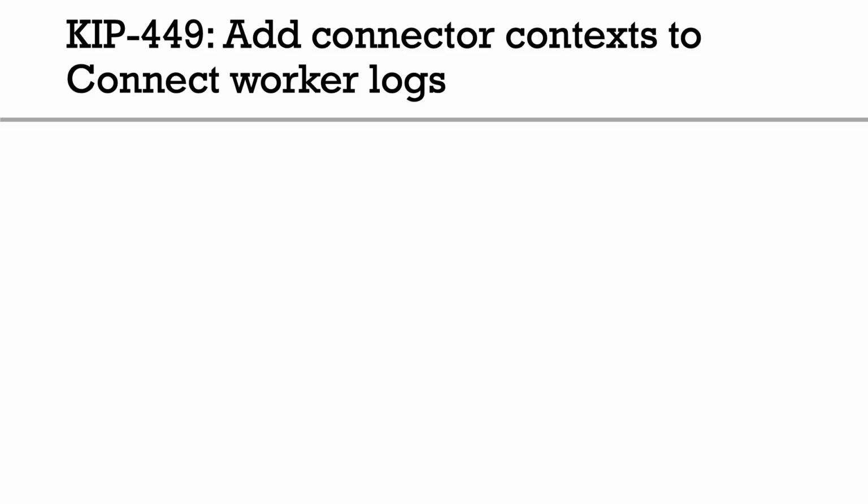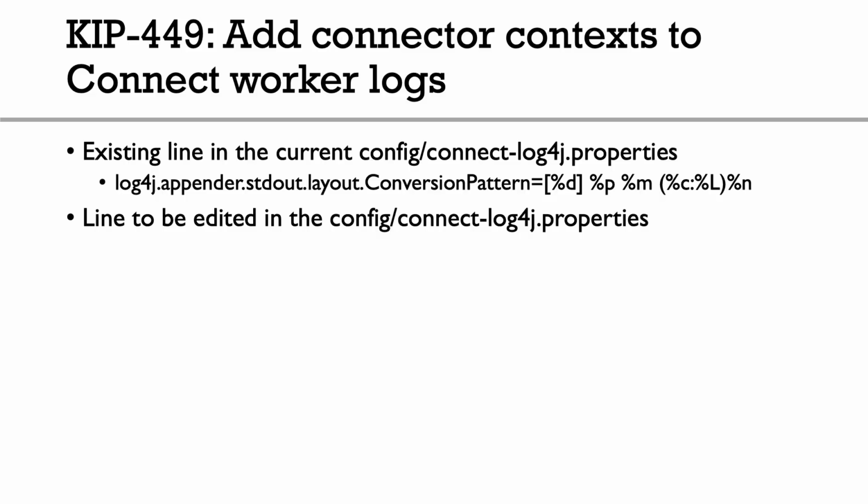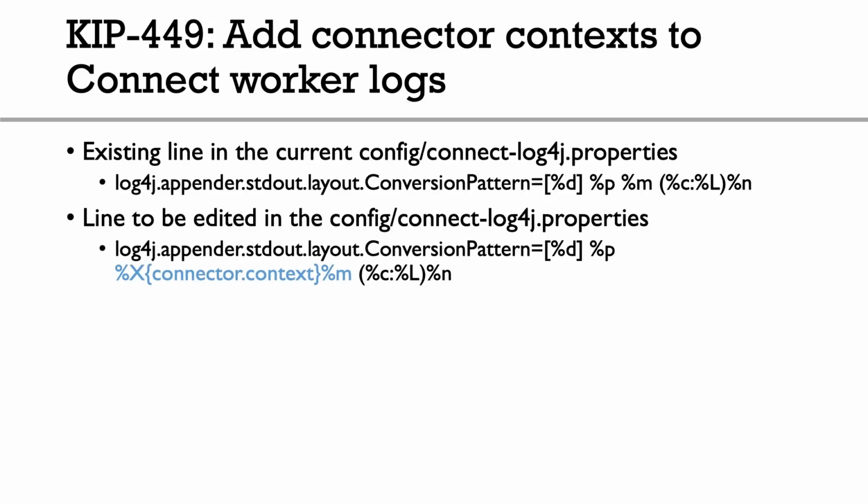Another tremendously helpful change in Kafka Connect is KIP-449, which adds connector context to the Connect worker logs. So if you have a lot of connectors, again, you would not be able to differentiate the logs of one versus the other. But now there's a new line to be edited in your log4j properties for Kafka Connect, which has this %X{connector.context}%m, and that means nothing to you right now.